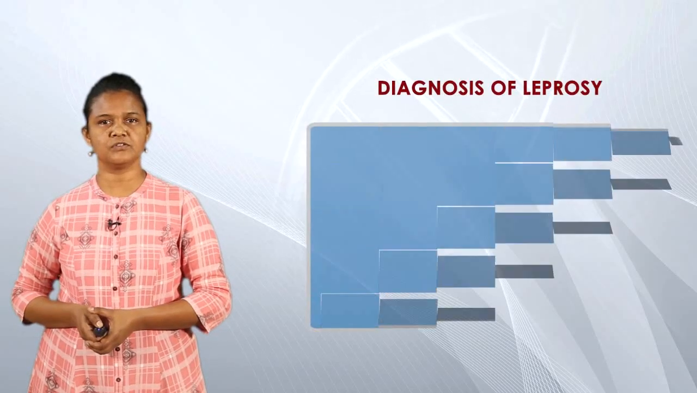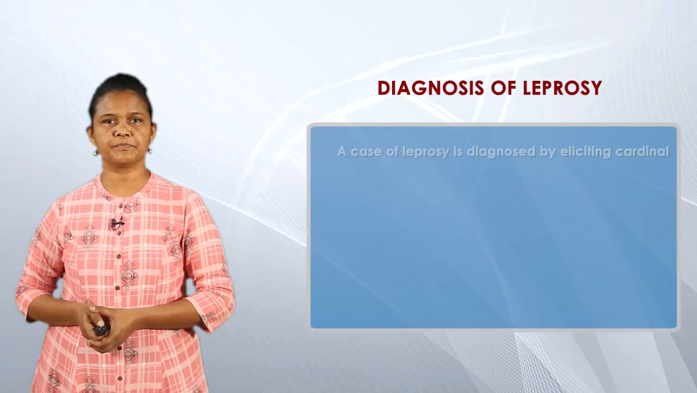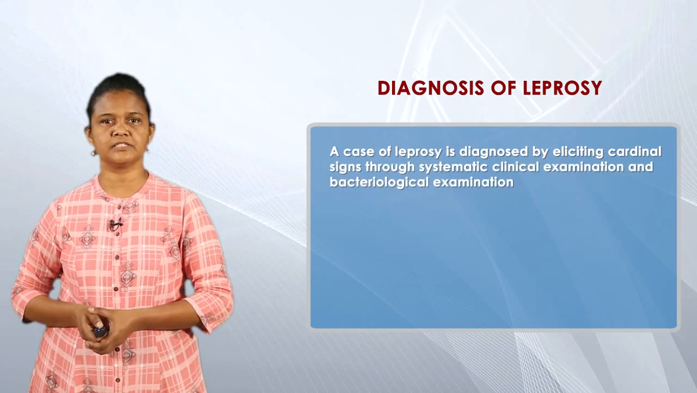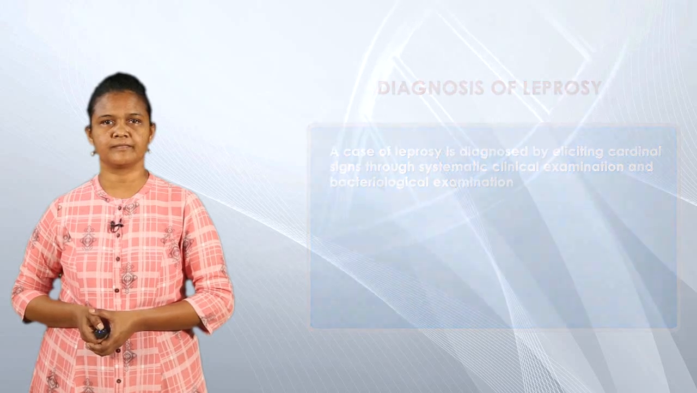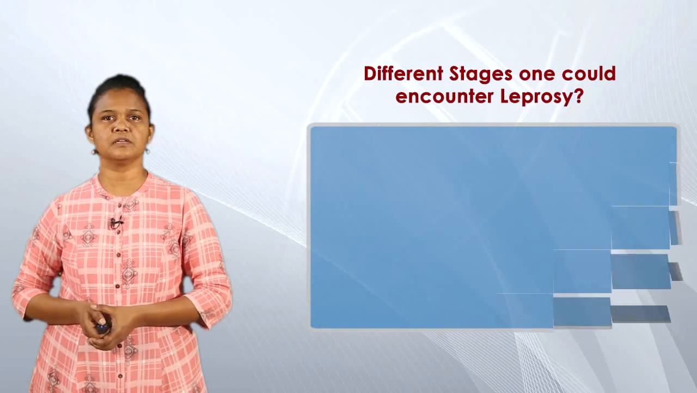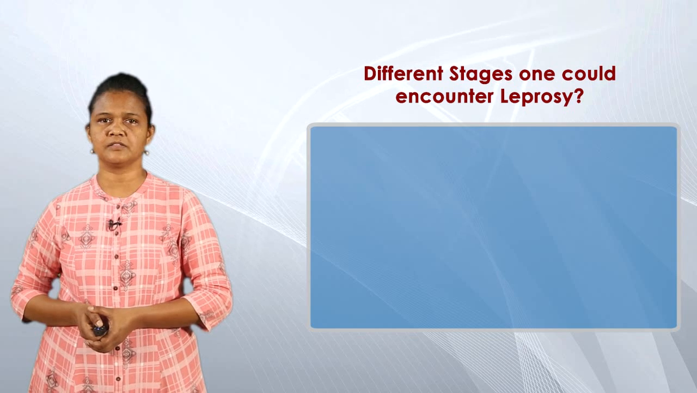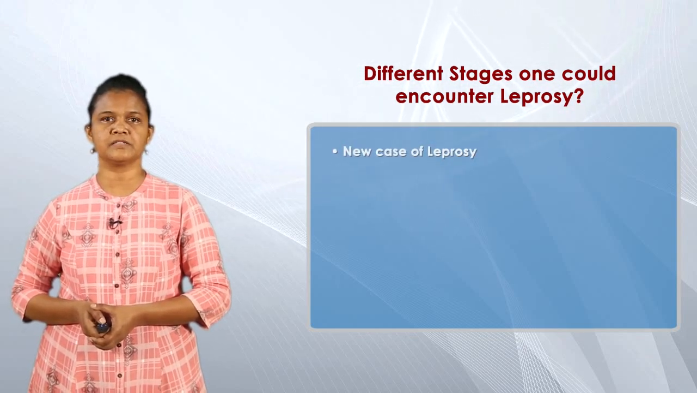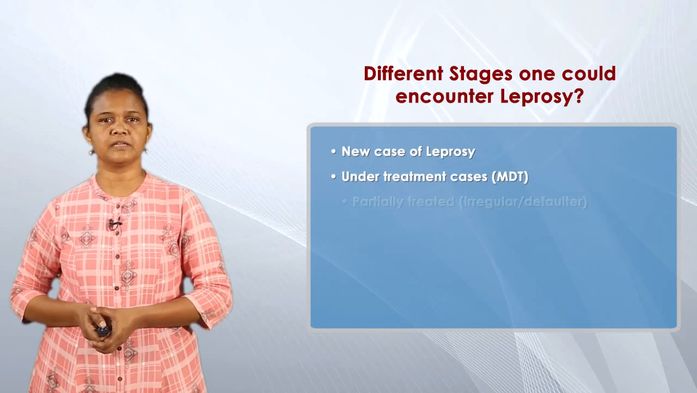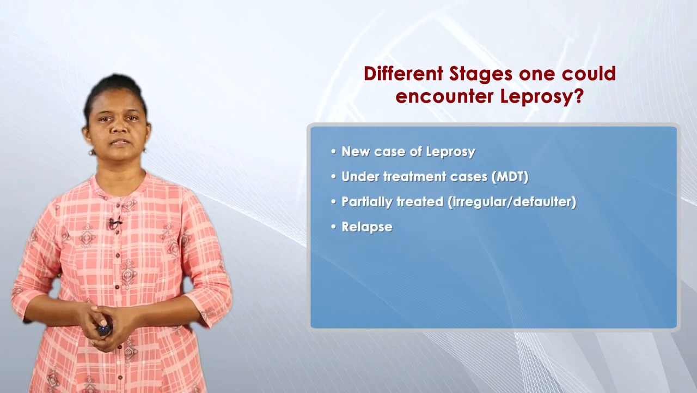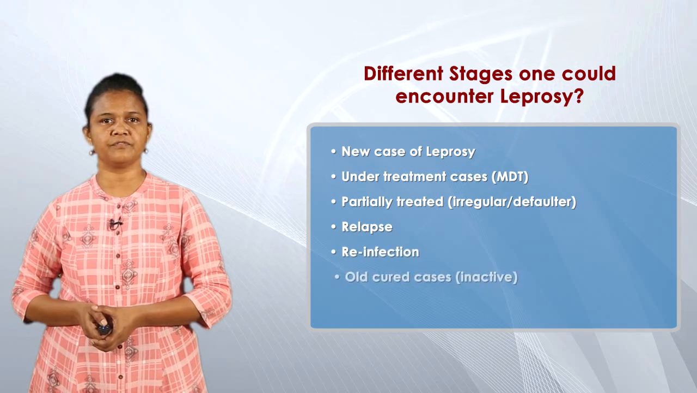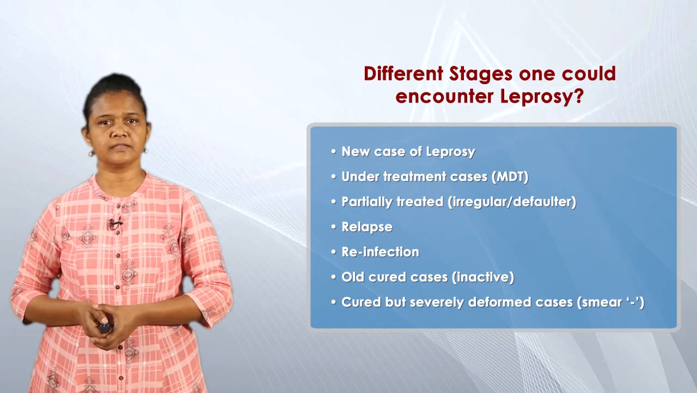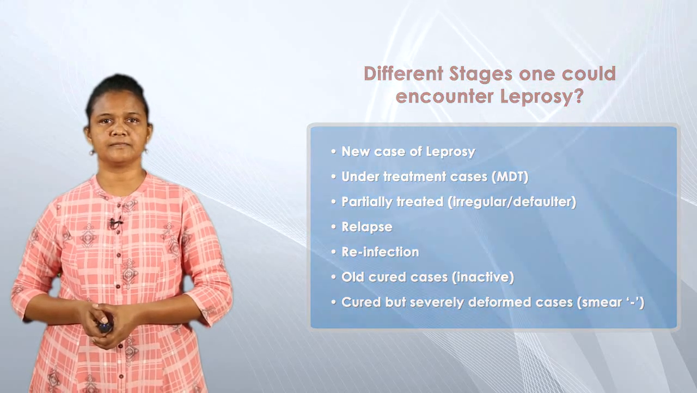Now we move on to the diagnosis of leprosy. A case of leprosy is diagnosed by eliciting cardinal signs through clinical examination and bacteriological examination. We can encounter leprosy patients coming to us under the following headings. We can get them as new cases of leprosy. We can get patients who are under treatment. We can get patients who are partially treated. We can get a case of relapse. We can get a case of reinfection. We can get old cured cases. And we can get old cured cases but with severe disability.